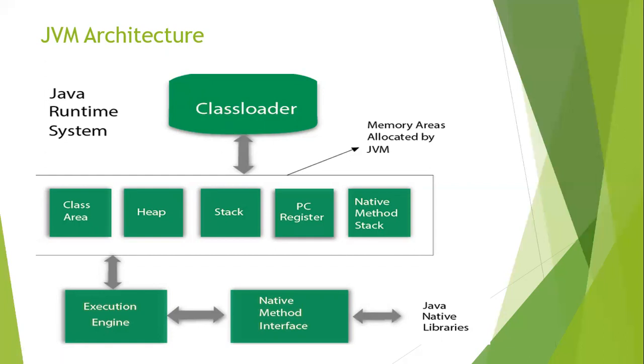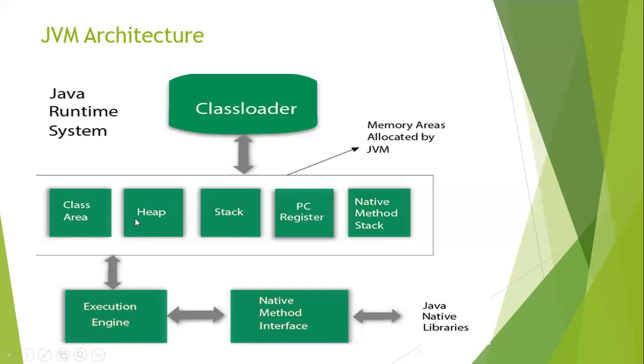First one is bootstrap class loader. Second one is extension class loader. And third one is system or application class loader. So this is all about class loaders. And the second one we know about is the class area, also called the method area. It stores per-class structures such as the runtime constant pool, field and method data, and the code for methods.